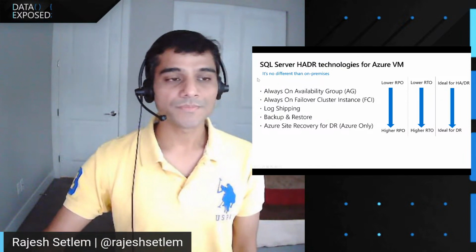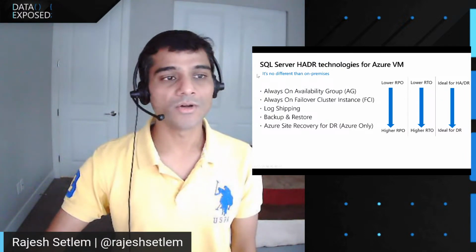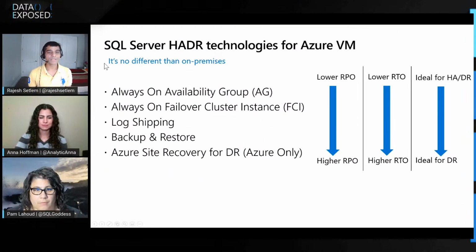And one message I know which Pam has also been driving a lot in all our series is, hey, if you think about HADR for Azure SQL VM, it's no different than on-premises. Yes, we do agree that there are some nuances that we have to deal with in the Azure world, which we'll talk about in this deck. But at the end of the day, you approach it the way you would approach it in your on-premises world, right? As you see here, if you look at all the technologies that we have, it's the same set of technologies. AG, which has been out since SQL 2012, Always On availability groups. Then you have Always On failover cluster instance, the battle tested, log shipping, backup restore. I also listed an Azure specific service, which is Azure Site Recovery.